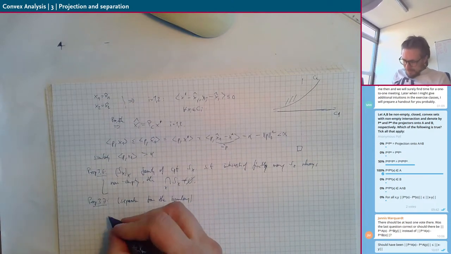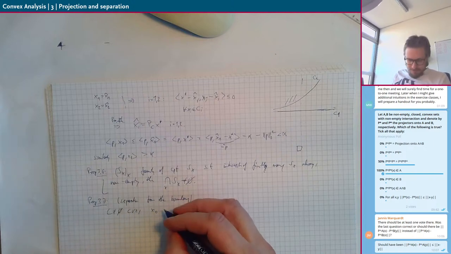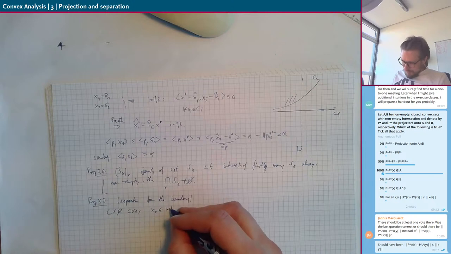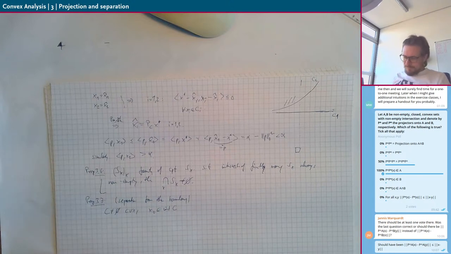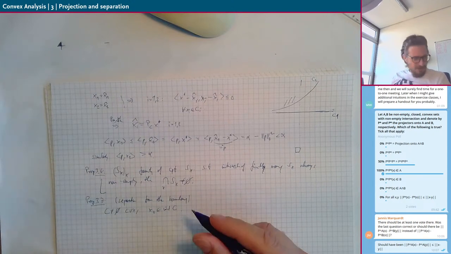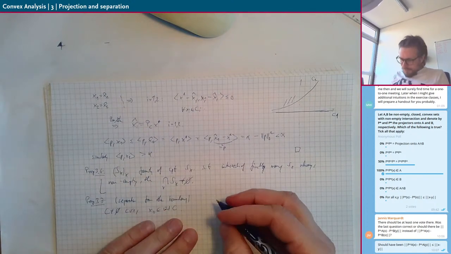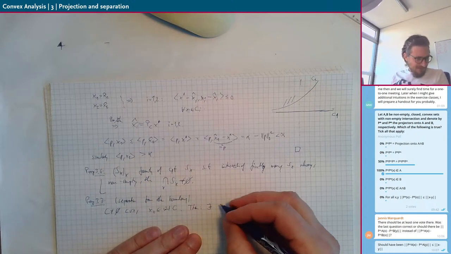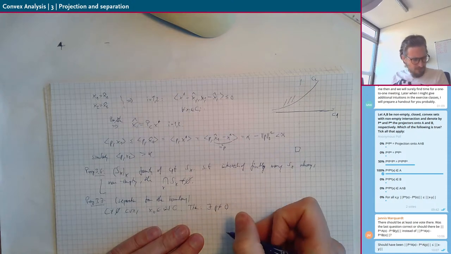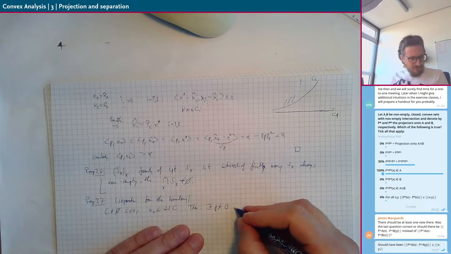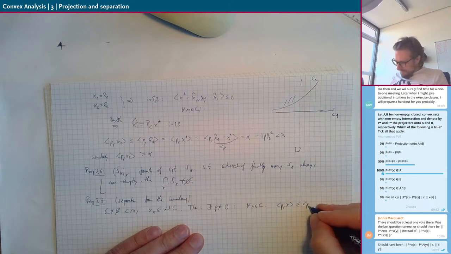For this, you need C non-empty convex and a point x naught that's not in the interior of C. I started writing the interior with a circle up here, but I find this more pleasant for convex analysis. Then you can separate this point x naught from C. So then there exists a non-zero p such that for all x in C it holds that the inner product of p and x is smaller or equal to the inner product of p and x naught.